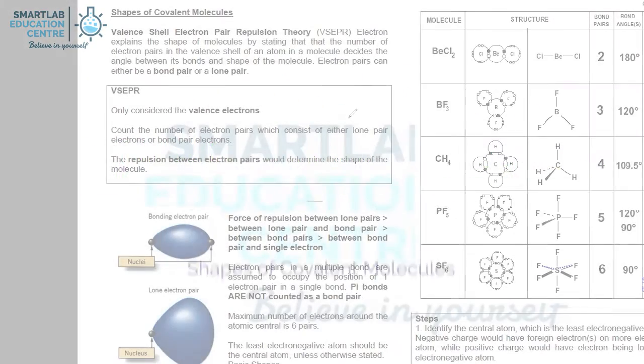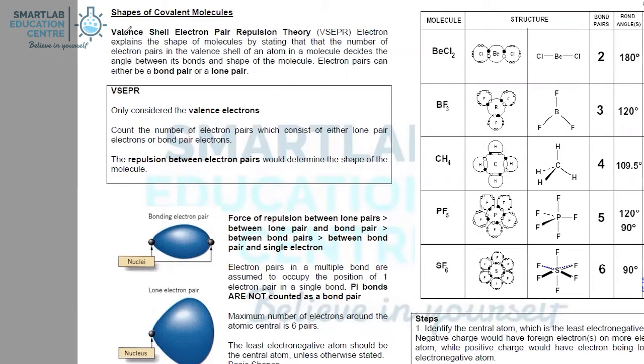To determine the shape of covalent molecules, we'll be looking at valence shell electron pair repulsion theory, in short, VSEPR. In VSEPR, the first thing you consider is only the valence electrons. Thereafter, you determine how many lone pair and bond pair electrons the central atom has. From there, these electron pairs would actually spread themselves as far away from each other as possible, and that will give rise to the shape of the molecule.